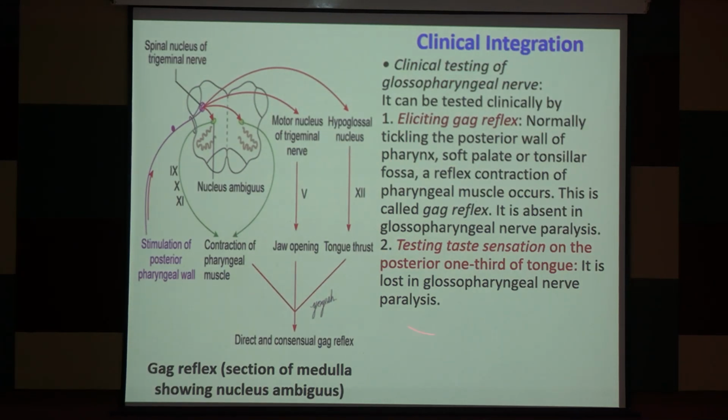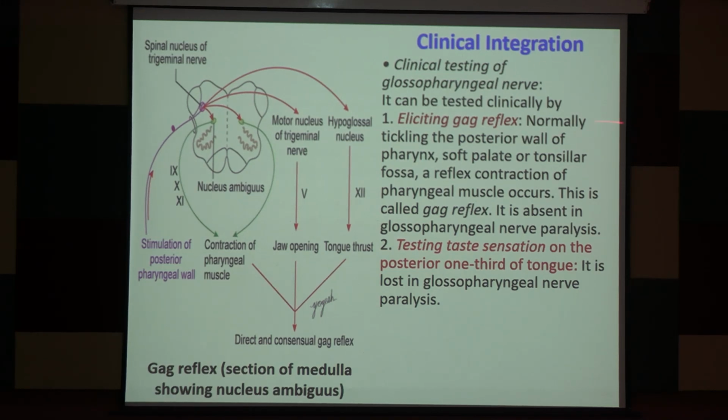Next, we are going to clinical integration. Clinical integrations are very important, remember this. For understanding the clinical aspects, you have to know the branches of the nerve and their functions.